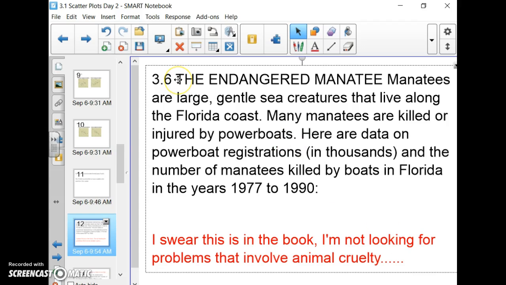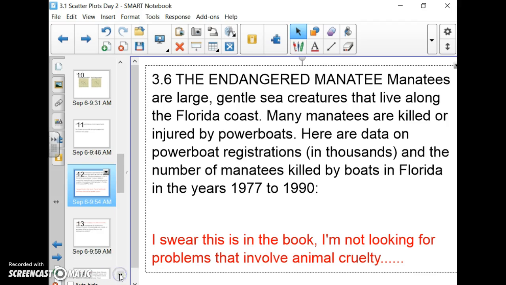But this one is about the endangered manatee. Manatees are large, gentle sea creatures that live along the Florida coast. Many manatees are killed or injured by powerboats. Here are data on powerboat registrations in thousands, and the number of manatees killed by boats in Florida in the years 1977 to 1990. This is in the book, so as we go through this, if you want to have your book along with the video, so you can look at the numbers and do the math, perfectly okay.